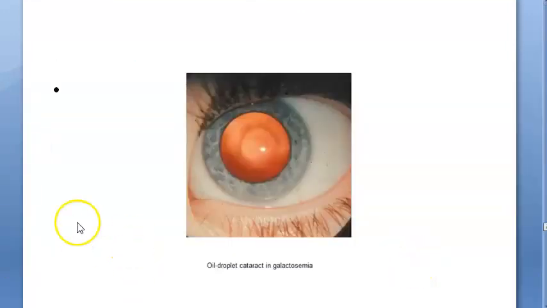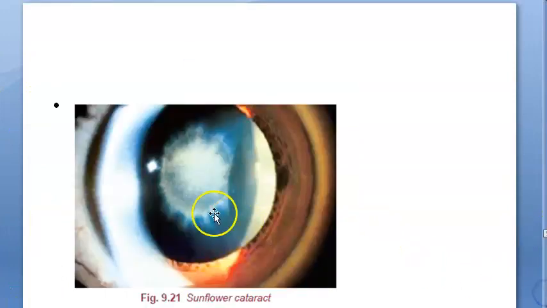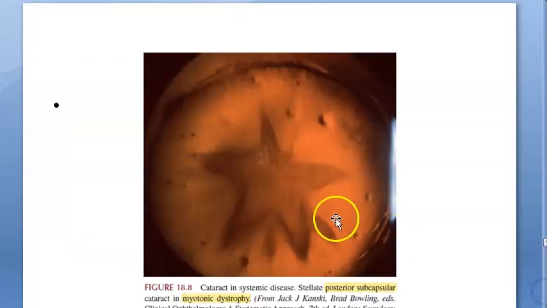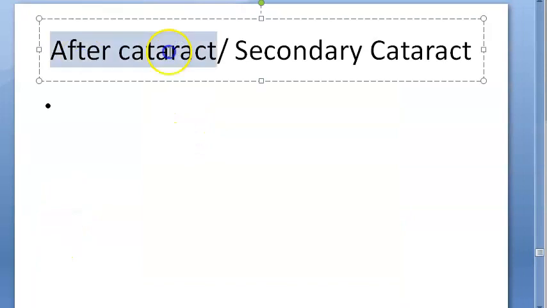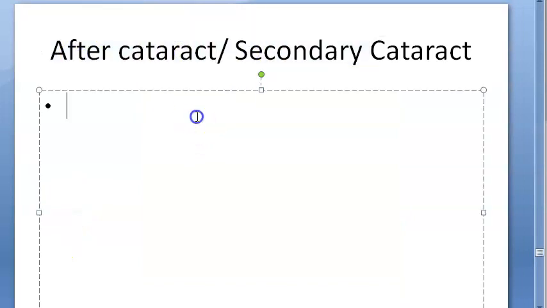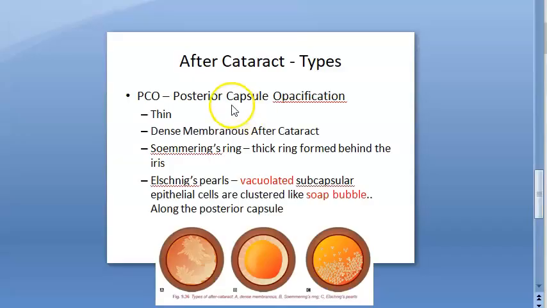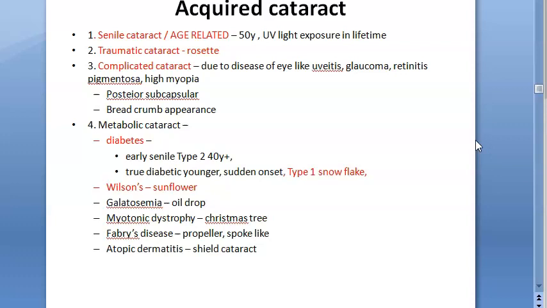When will you see oil drop? Galactosemia, it will be bilateral. Which is this one? Sunflower in Wilson's disease and in chalcosis. Then this one is Christmas tree, myotonic dystrophy. There's another terminology, guys, called a secondary cataract or after cataract. This comes after the cataract surgery. The person will develop cataract again. So this has separate video. You can look at that. Hope you have learned acquired cataract. Bye bye.